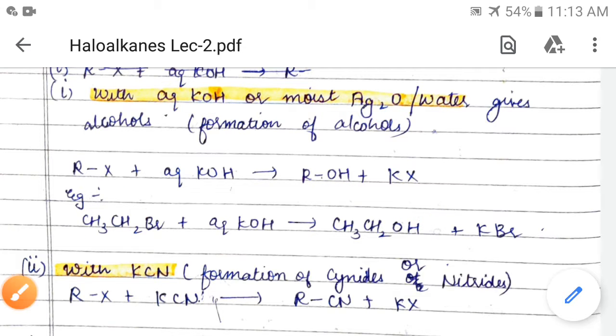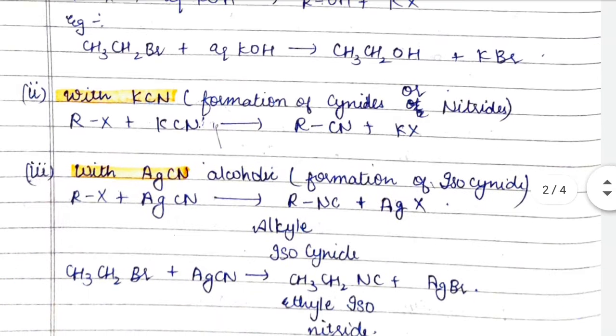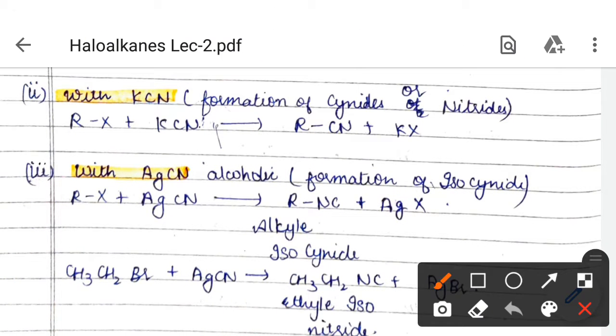Similarly, if we treat it with potassium cyanide, KCN, then we get cyanides, which are also called nitriles. That is, X is replaced with CN group and we get RCN, that is nitriles. Now if we treat it with potassium cyanide, then we get cyanides, but if with silver cyanide, then we get isocyanides, RNC.